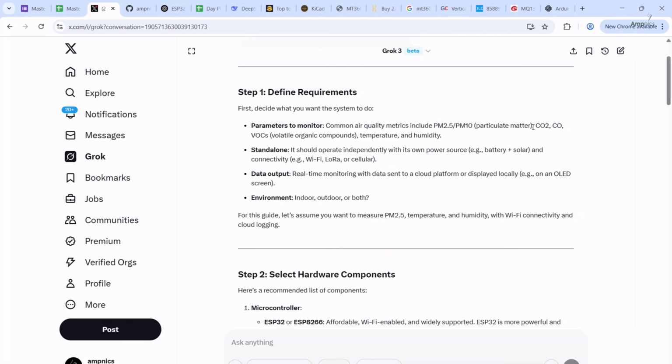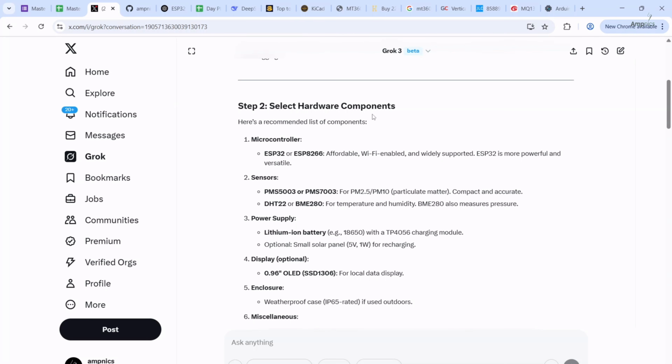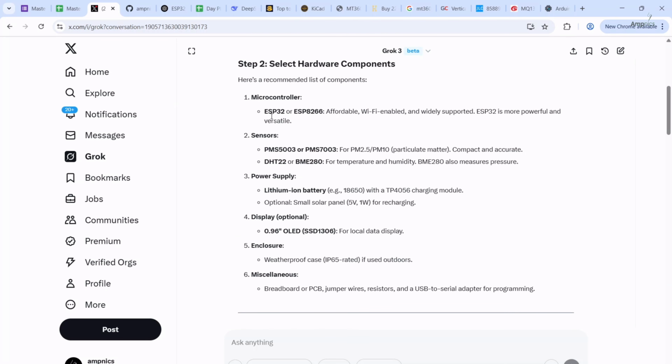So as of now, we will be concerned about CO2, and we are going to use Wi-Fi, and we will use an OLED display. Okay, and the environment is going to be both. We will use it inside and outside. Select the hardware components, step 2. So hardware selection is there, and we will use ESP32 or ESP8266.